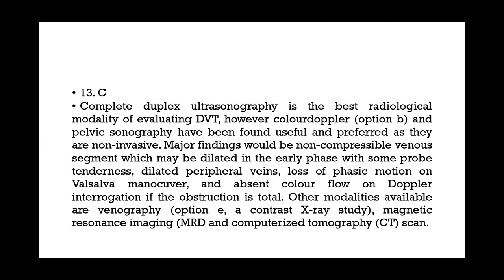Okay? Major findings will be a non-compressible venous segment, which may be dilated in the early phase with some probe tenderness. The features that will suggest DVT are dilated peripheral veins, loss of phasic motion on Valsalva maneuver, and an absence of color flow on Doppler interrogation. If the obstruction is total, there will be absence of flow.